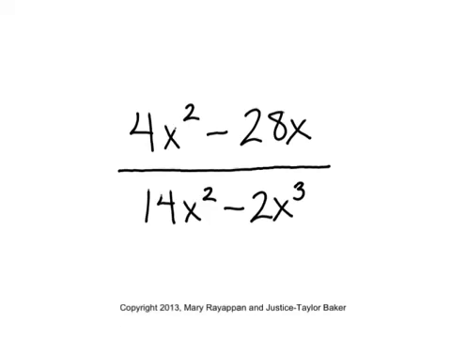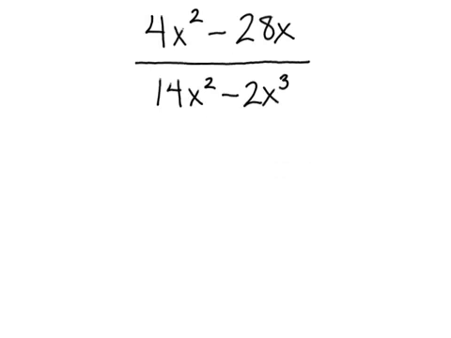Hi, I'm going to show you how to simplify a rational expression like this one here: 4x squared minus 28x all over 14x squared minus 2x cubed. So the first thing that we're going to do is to factor everything.